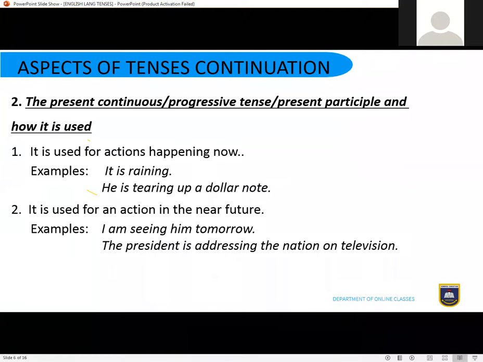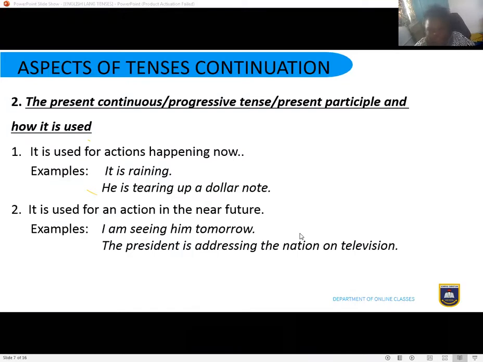The present continuous. What are those making noise? Those making noise, can you please mute yourselves? All right.